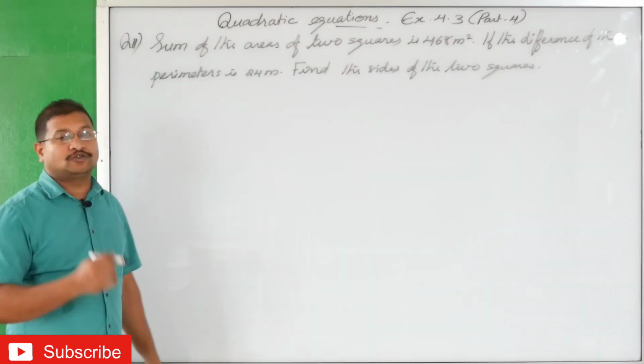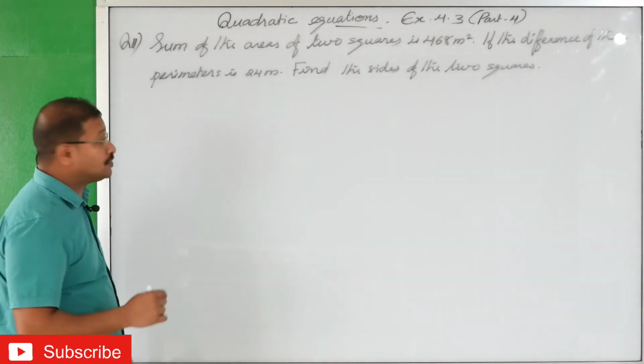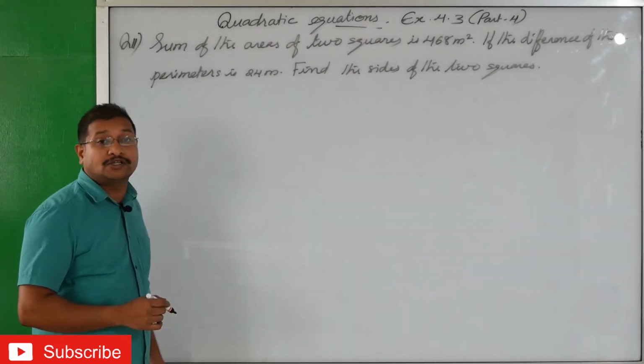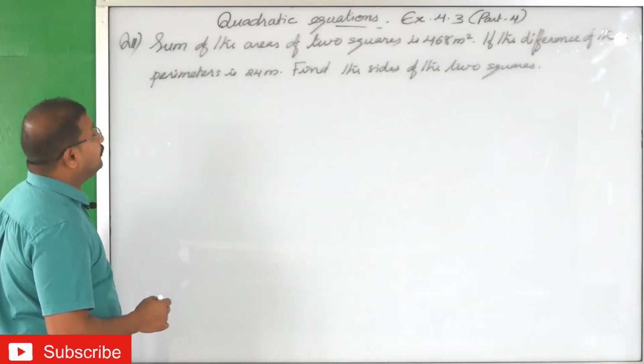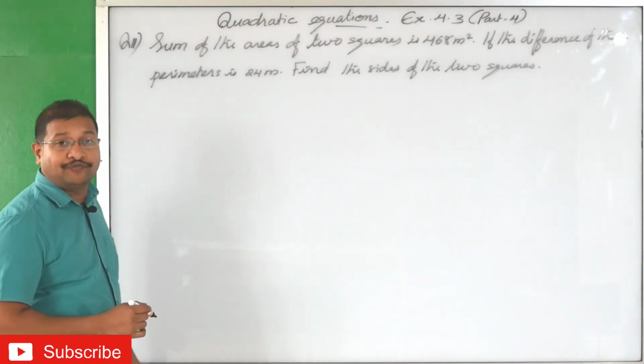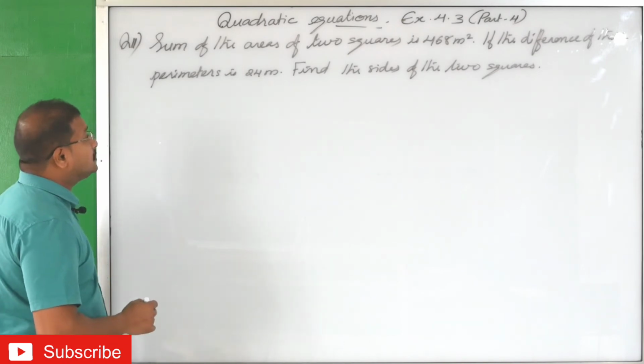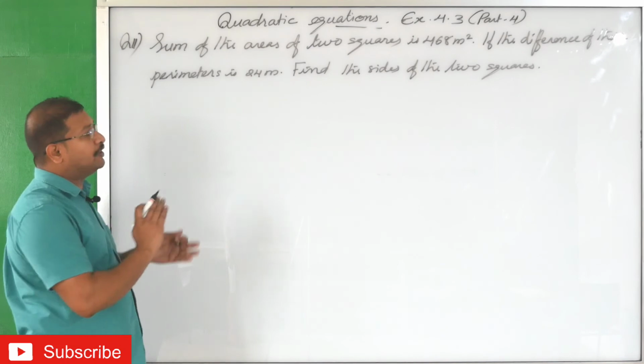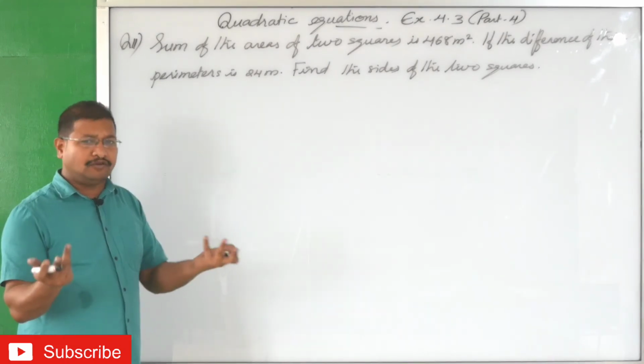Okay, let's see the next question. Question number 11. I'll read the question once. Sum of the areas of two squares is 468 meters square. If the difference of their perimeter is 24 meter, find the sides of the two squares. Ready? So there will be two squares. One is small and the other will be automatically big.